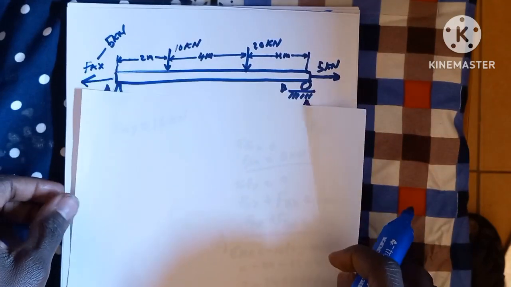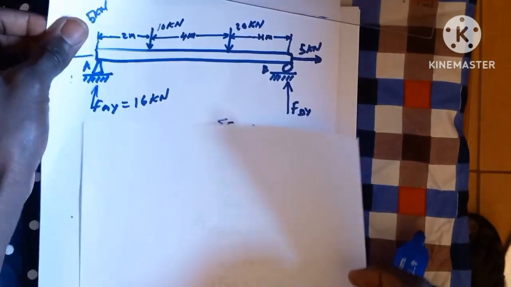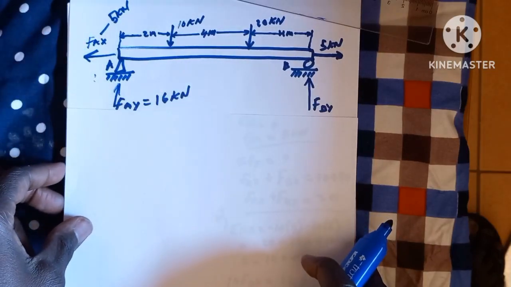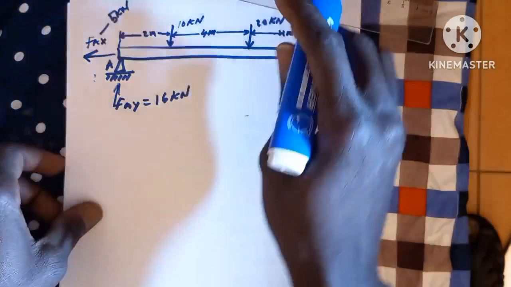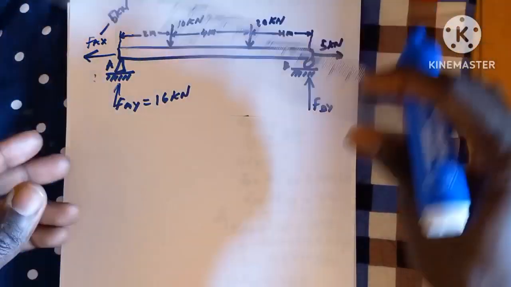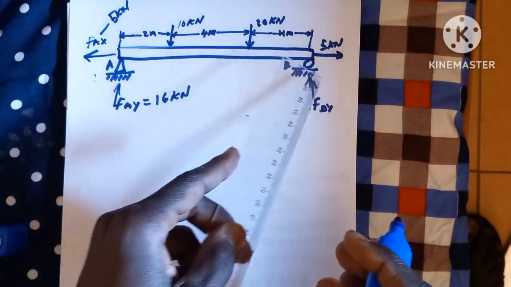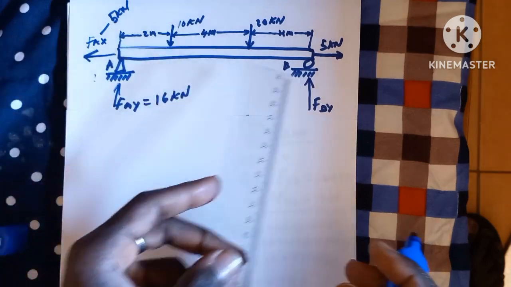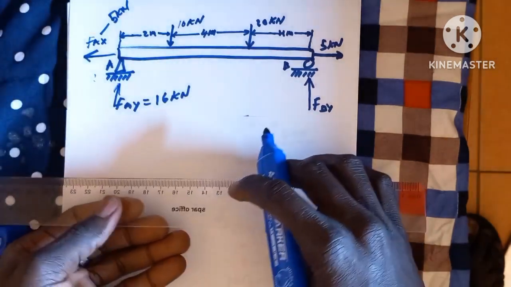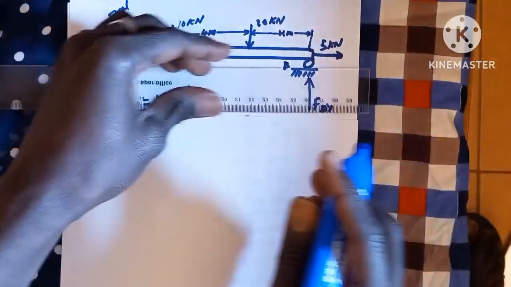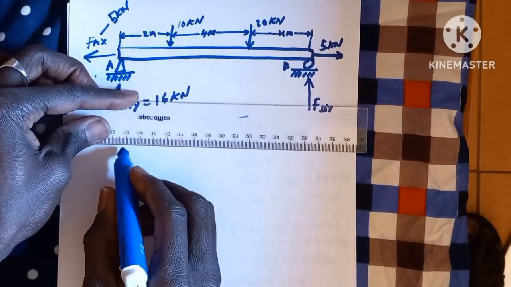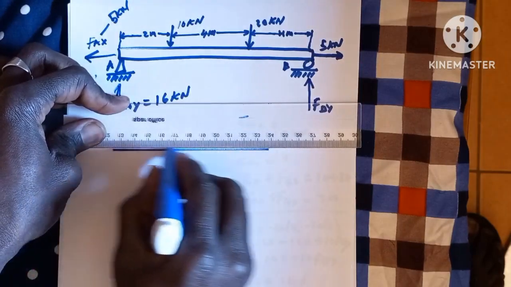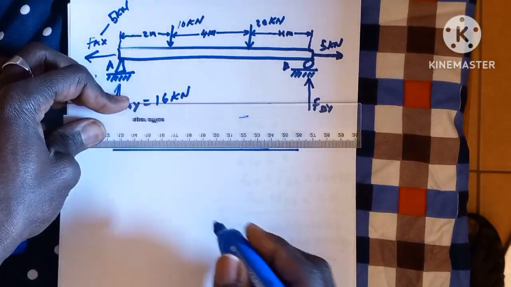So we need to redraw this figure on the sheet so that we can draw our graph, right? Redrawing this figure here, we're not going to consider the support, but rather the forces acting on the support, right? So redrawing this, we have this beam.